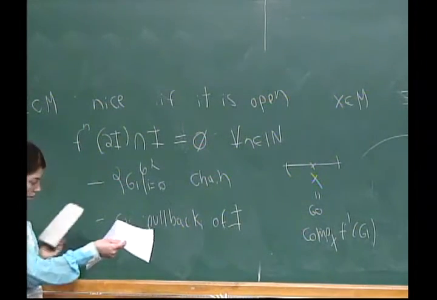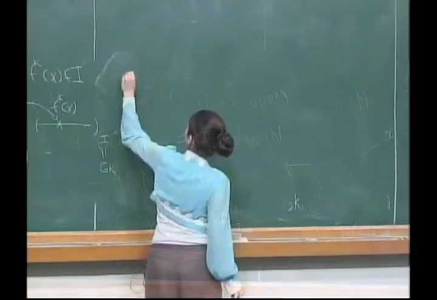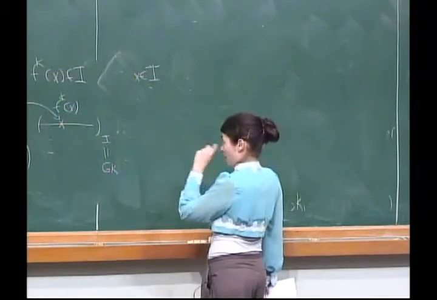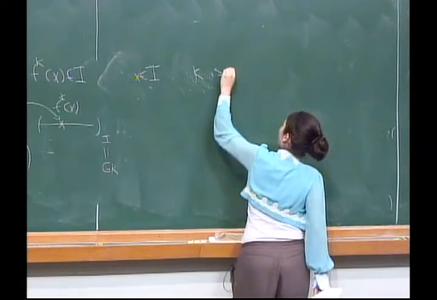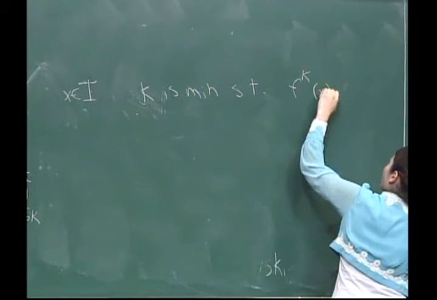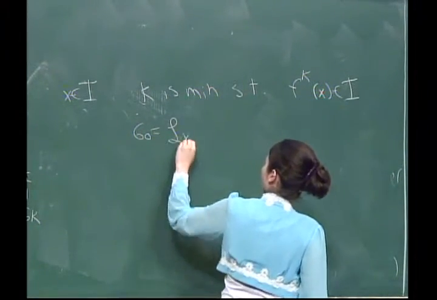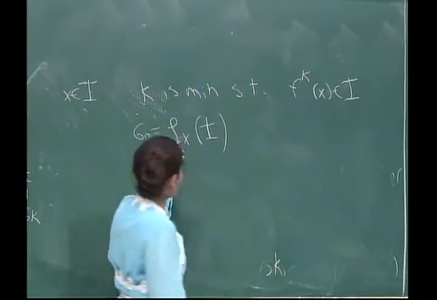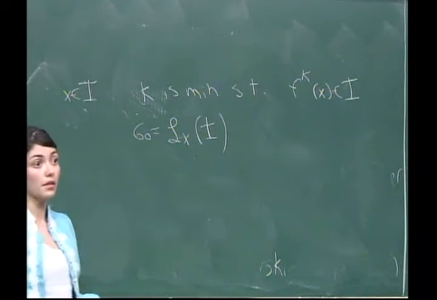Let me see if I'm forgetting something. Okay, in particular, if our point x, to begin with, was in I, and k is minimal such that f^k of x is in I, so the first time that you come back to the interval, then we're going to denote g_0 by the landing domain of x to I. So this is the points that return to your interval at the same time as your point x does.